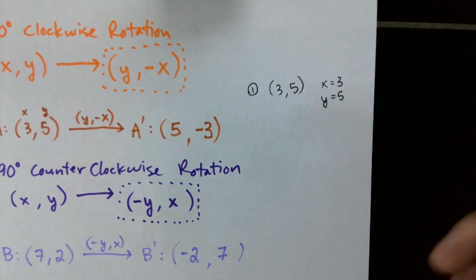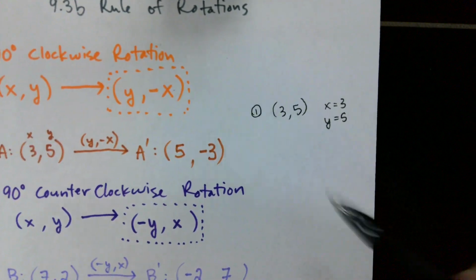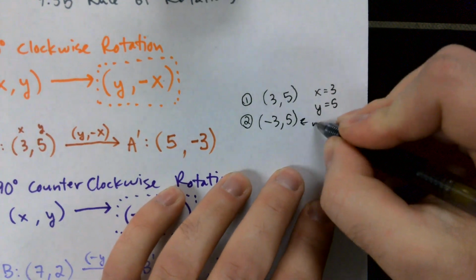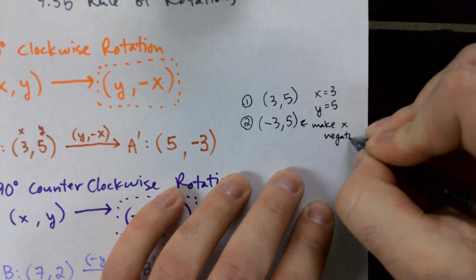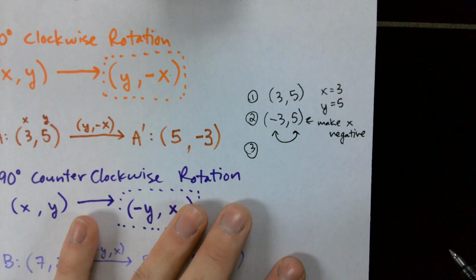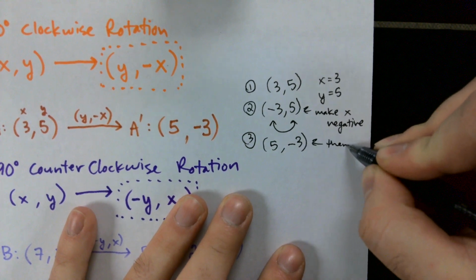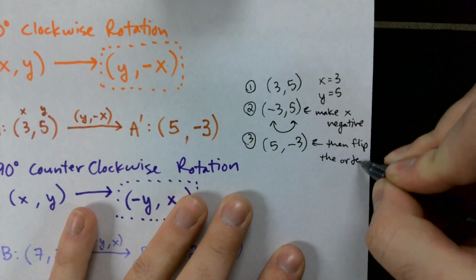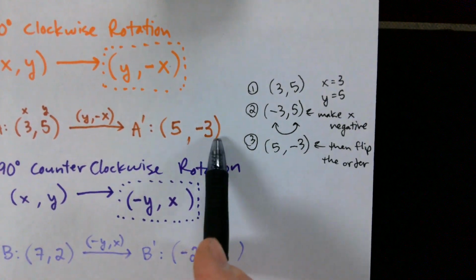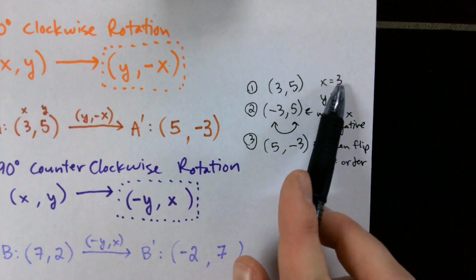Then what we want to do is change the sign of our x coordinate. See how x is negative here? So our x coordinate 3 needs to turn negative. Negative 3 comma 5. Make x negative. Then what we need to do is flip the order of those two numbers so that we end up with 5 comma negative 3. Then flip the order. So yes, we made the second number in our prime point negative, even though our x is supposed to be negative, but 3 was originally our x coordinate. You see what I mean there?